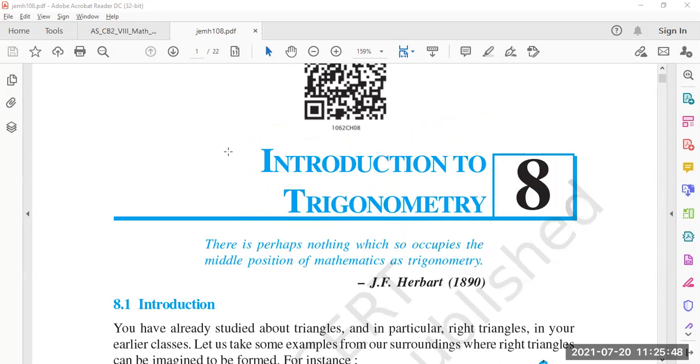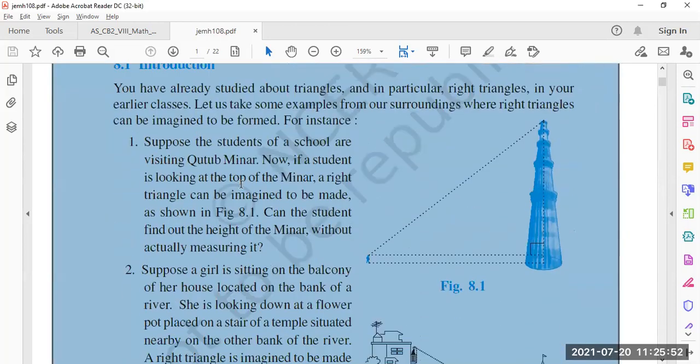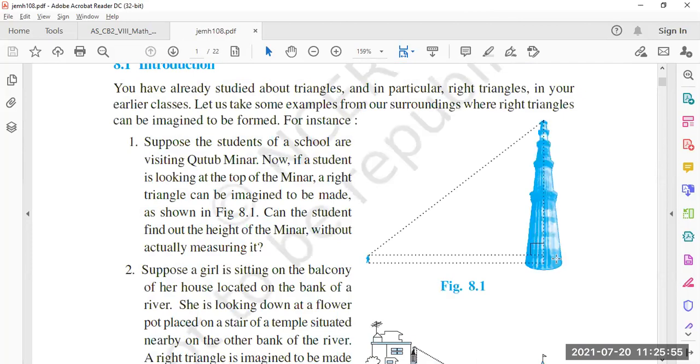Moving forward, we also discussed yesterday the situations where right triangles get formed. For example, the Qutub Minar. A person is observing the Qutub Minar from a far distance. When the person is looking at the top and the bottom, two different lines get formed. One line goes upward, since he is looking at the top of the minar, and he is also looking at the bottom of the minar. When you join another line from the top to the bottom of the minar, we see the right triangle getting formed.